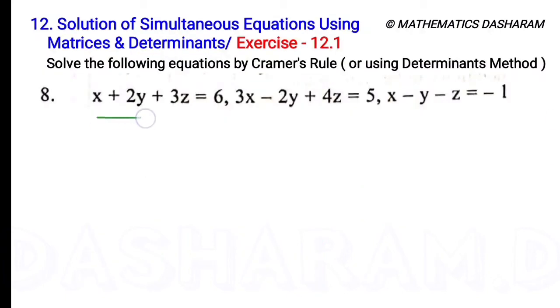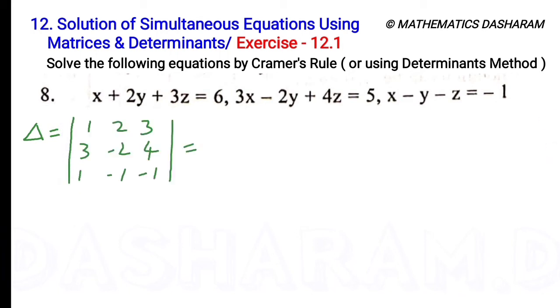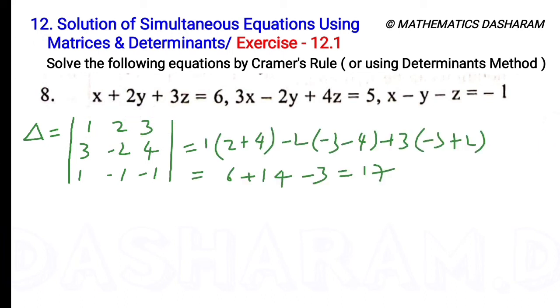Eighth question: x plus 2y plus 3z equals 6, 3x minus 2y plus 4z equals 5, x minus y minus z equals minus 1. Let's create the delta matrix with the coefficients of the given three equations. Let's find the determinant, expanding the first row elements. So the determinant is 17, which is not equal to 0, so the given equations are consistent.